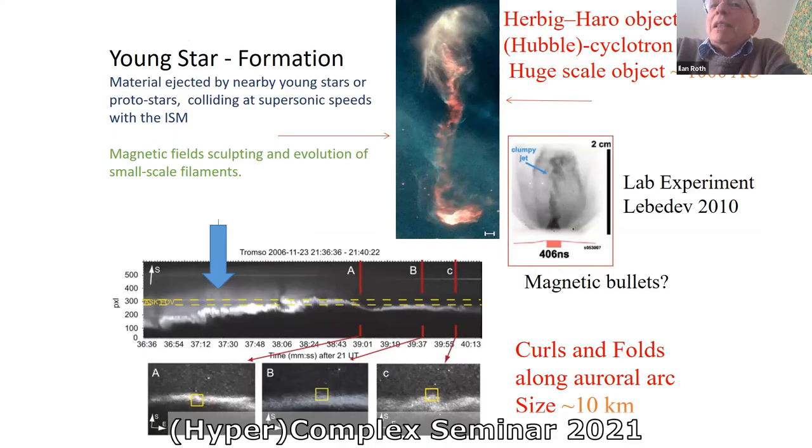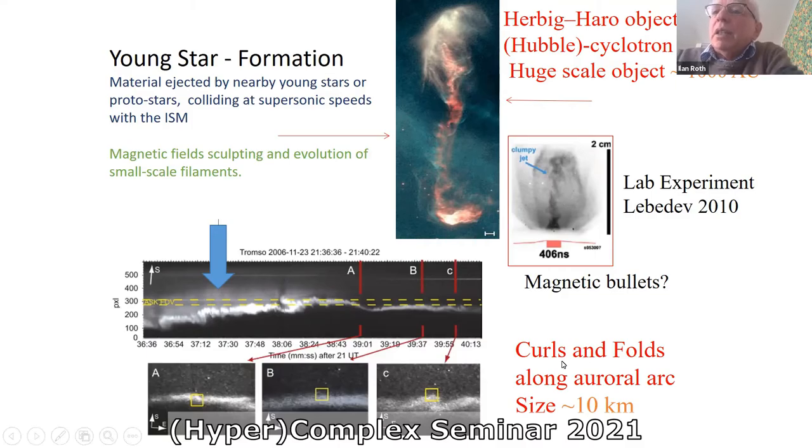Okay, I want to go to my ad hoc statement that this kind of phenomena are probably known and seen quite a lot in our universe. For instance, young stars eject material, which creates these huge objects. They are observed through cyclotron radiation, which means it is due to magnetic field structure. And the size is 1000 AU.